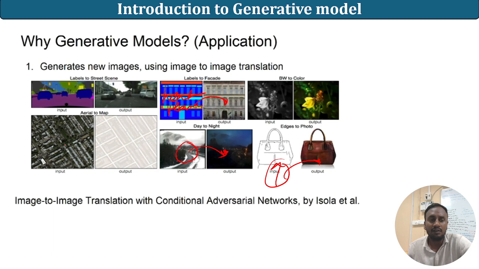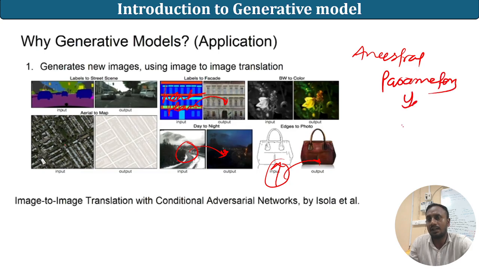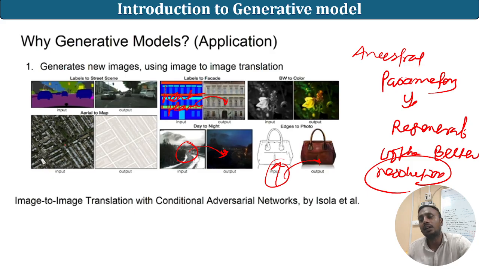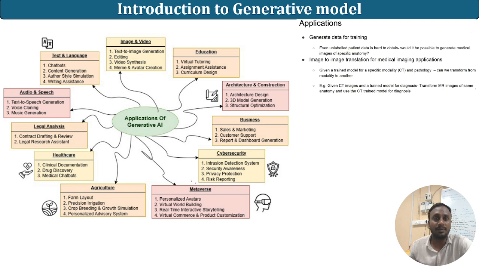It's something like we have to regenerate the image, or even if we have some ancestral parameters, the same can be regenerated with better resolution. That's the term, and that's the application in generative AI. What can be the other uses? Image to video.